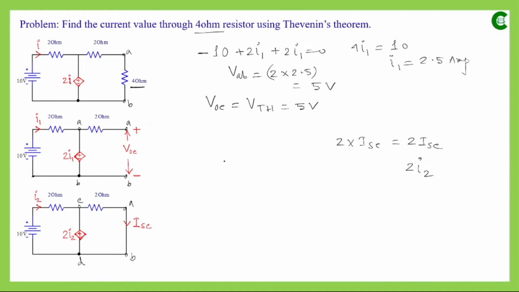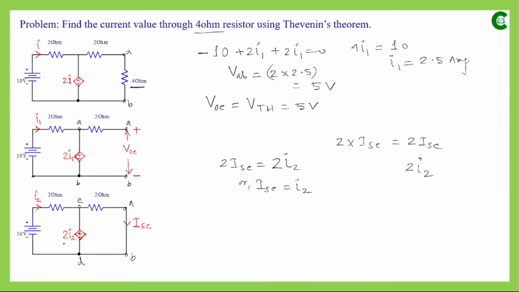Now 2ISC, this voltage drop, will be equal to 2I2, the voltage value of that voltage source. If we equate these two values, then we can say that ISC will be equal to I2. That means the current flowing through this resistor will be equal to the current through this shorted path. So if we can find this value, that will be helpful for us.